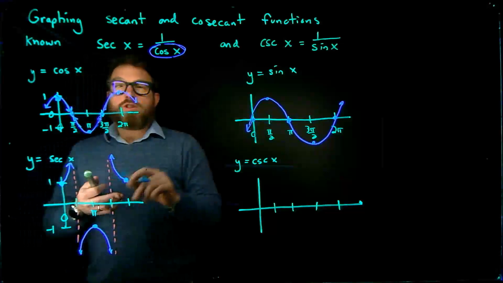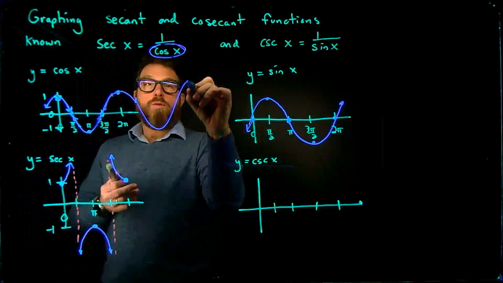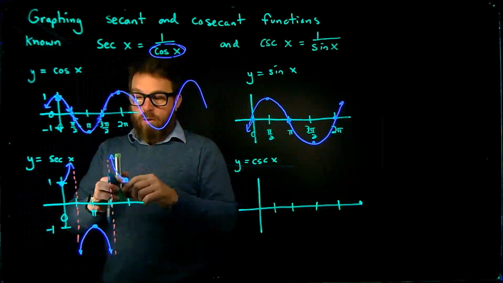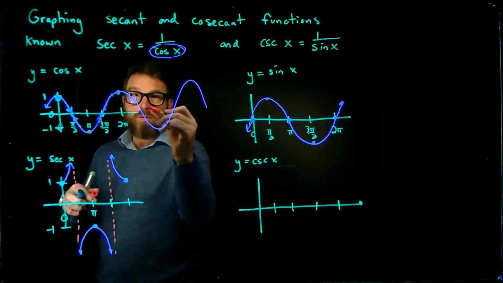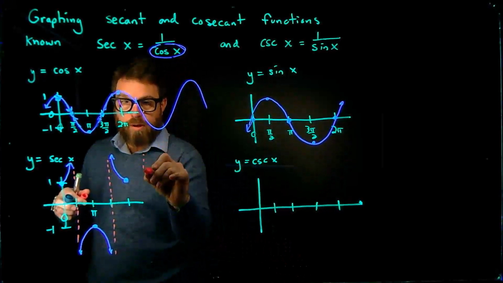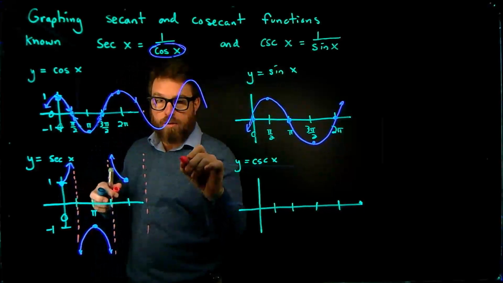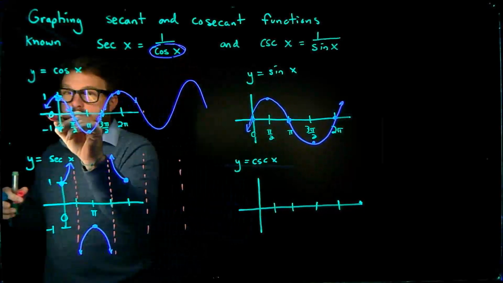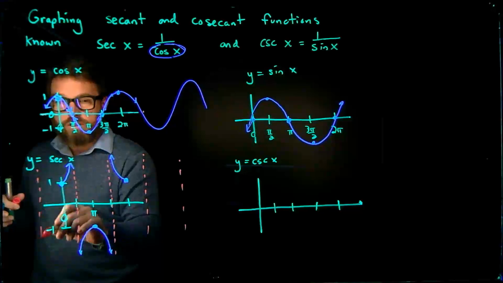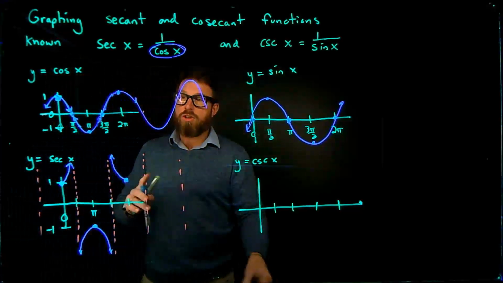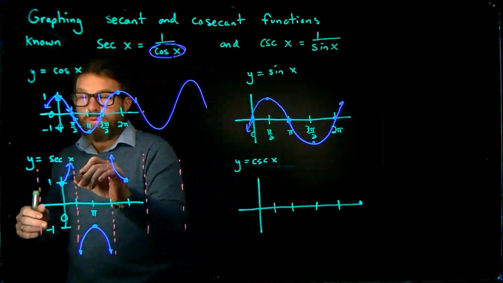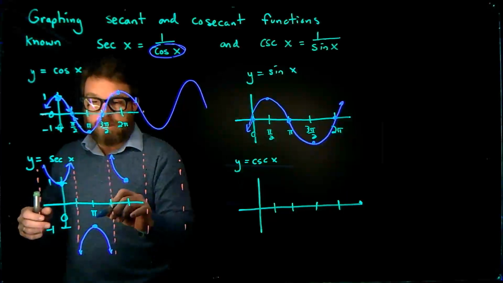Now, we know that this graph repeats itself over and over and over again. So there's going to be more spots where this thing crosses, this is 0. So there's going to be another asymptote here. There's going to be another asymptote here. There's going to be another asymptote here, and then so on. So this function, just like the sine function, is going to repeat and repeat and repeat. So we can see that this does as well.